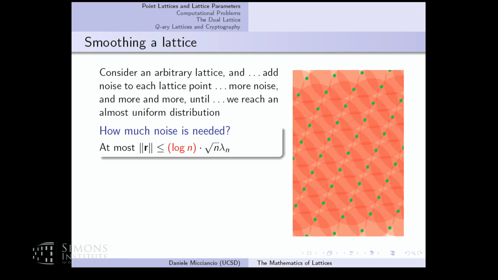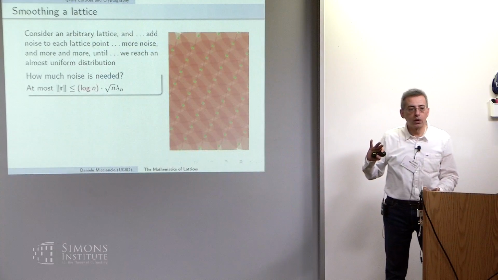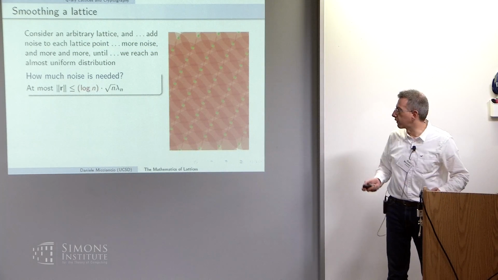You can stop. And it turns out that you don't need to make these spheres that large. So these spheres should have a radius at least equal to the covering radius of the lattice, which in general can be as large as square root of n lambda n. So square root of n lambda n would be tight in the case of Zn, the integer lattice. So if you make your sphere larger by a logarithmic factor, then you will be very close to uniform.